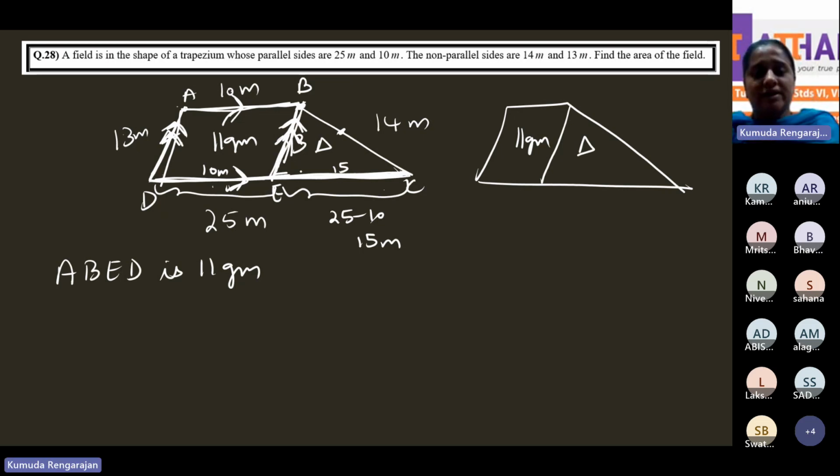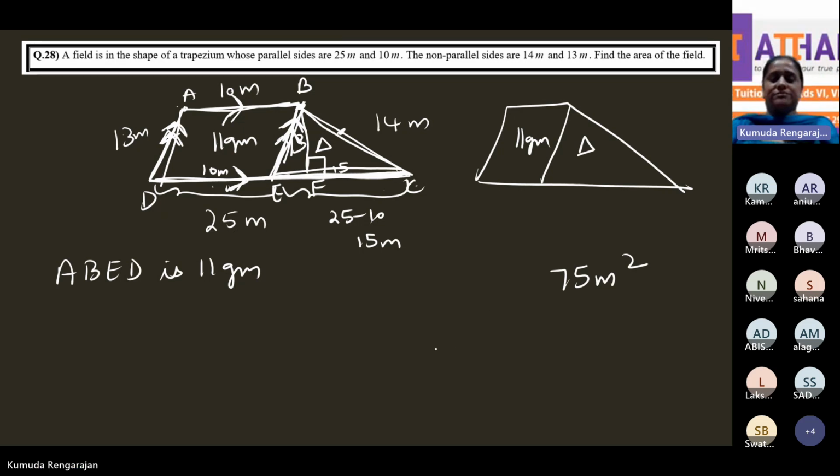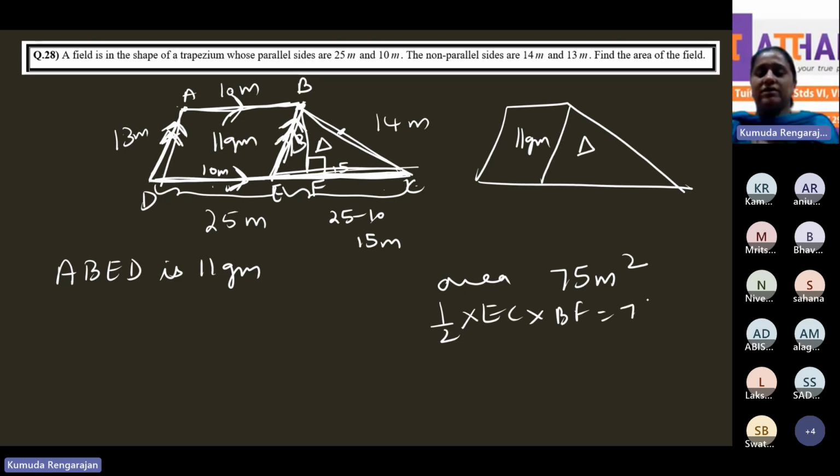Now the next step is to find the area of this triangle using Heron's formula. Say you found it. Next is to draw an altitude, say BF, on EC. Supposing the area of this triangle is, for example, 75 meter square. So half into base EC into the height BF is equal to 75. We would have found the area using Heron's formula, but the same area you should get when you use half base into height also.